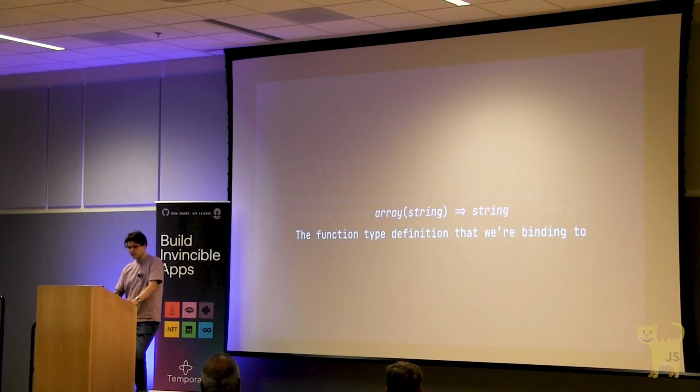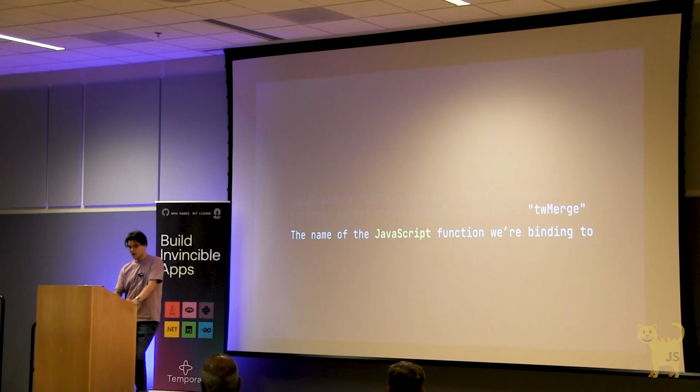The next bit is our type definition. The type definition of tail and merge is it takes an array of strings and we're going to merge those down into a single string. And finally is the name of the actual function we're binding to.